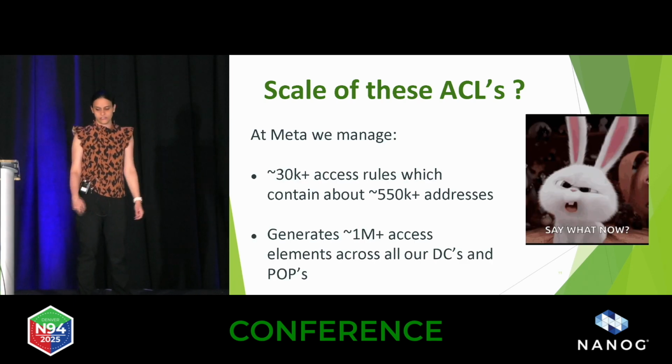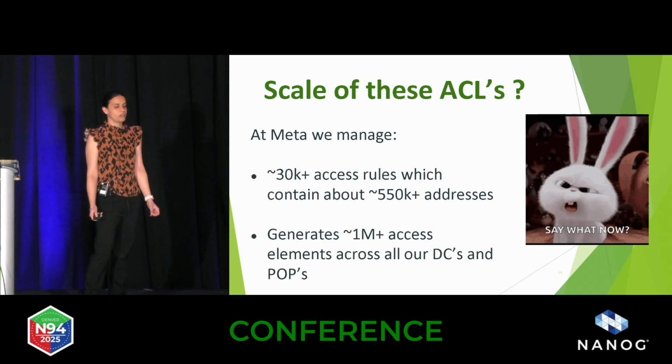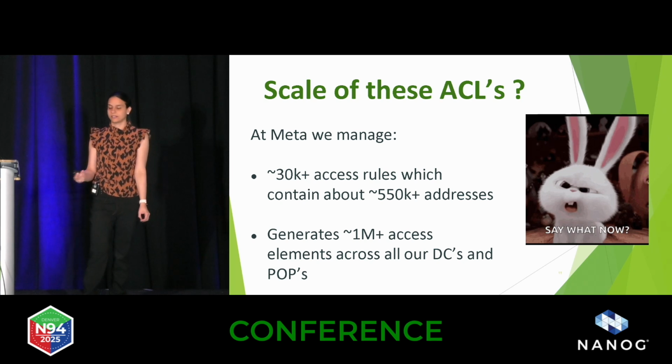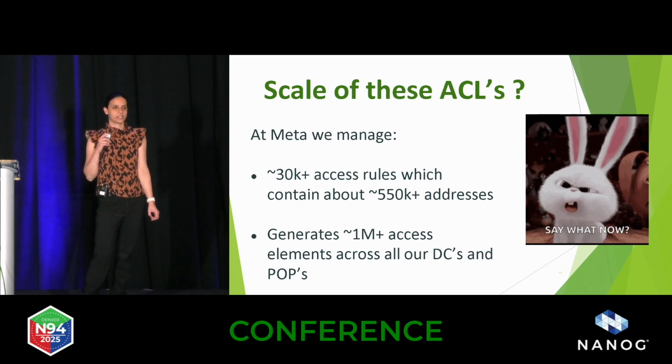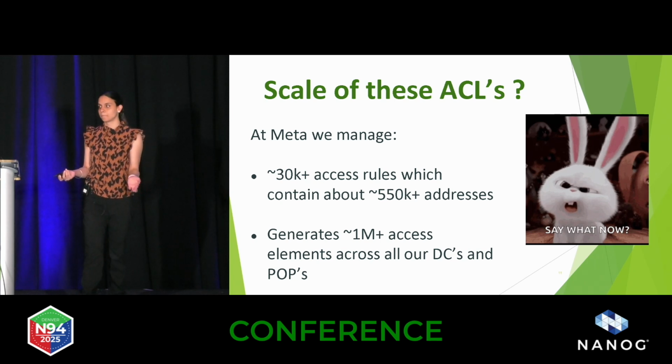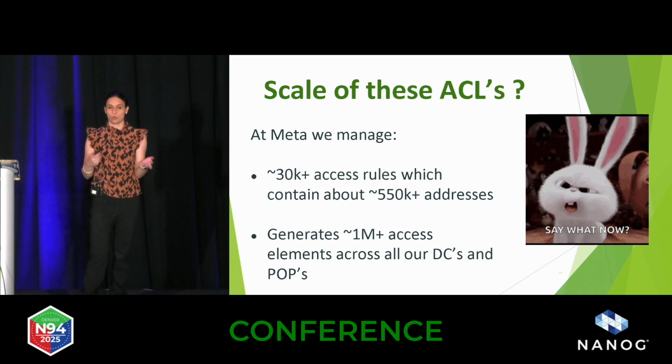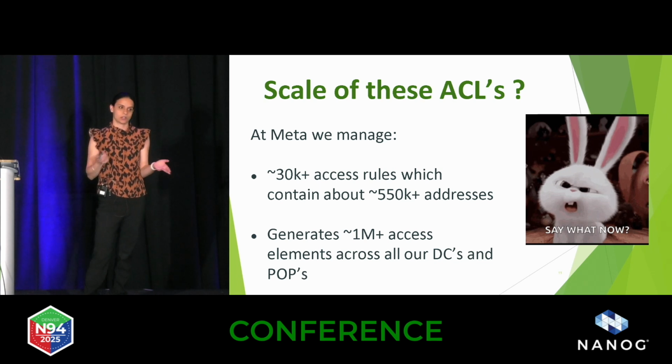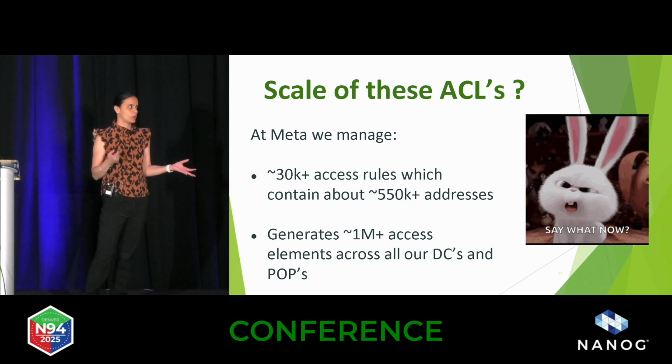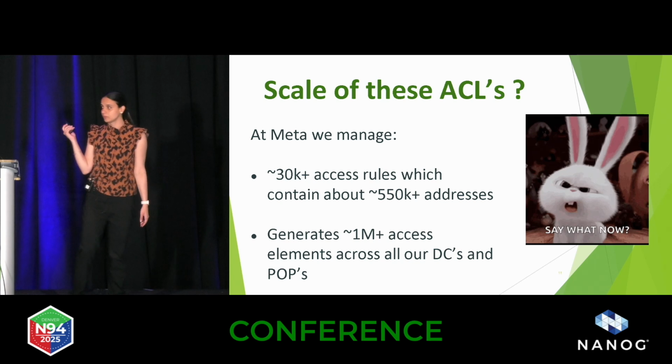So what is the scale of the ACLs? At Meta, we manage close to 30,000 access rules, which contain roughly about 550,000 addresses. This generates close to 1 million access elements across all our DCs and POPs. So with that scale, it is close to impossible for us to maintain ACLs manually.